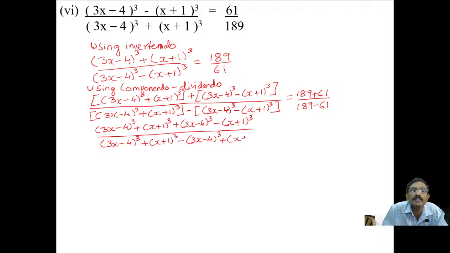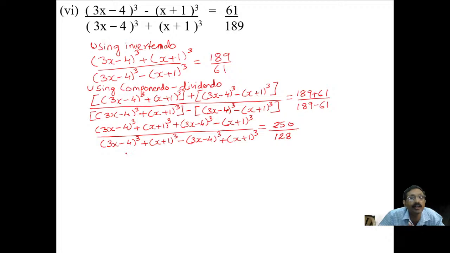(x plus 1) cube, which is equal to, now 189 plus 61, 9 and 1 is 10, carry 1, 8 and 6 is 14, 15, 1 plus 1 is 2, that gives me 250 upon, if I take away 61 from 189, how much am I going to get? That is 128. Now look at this.